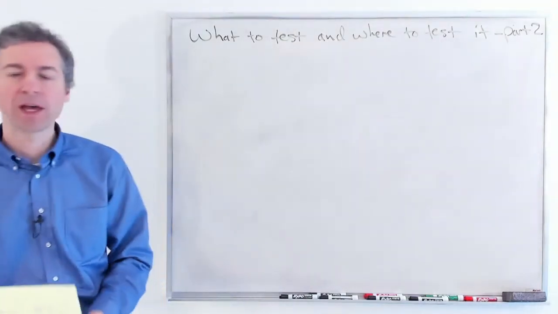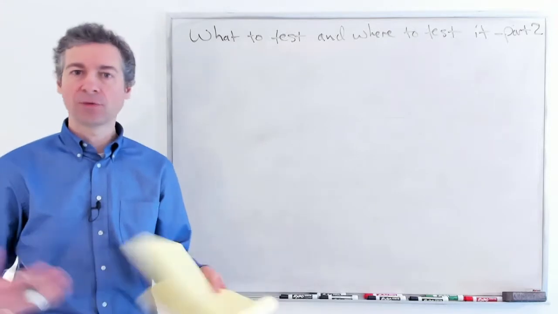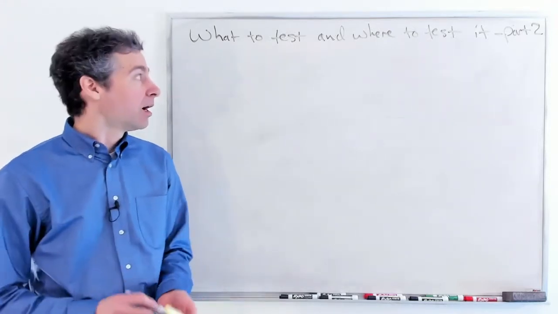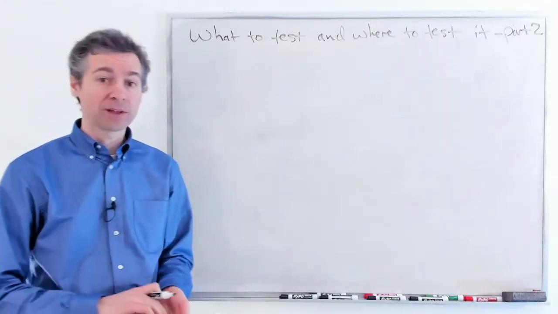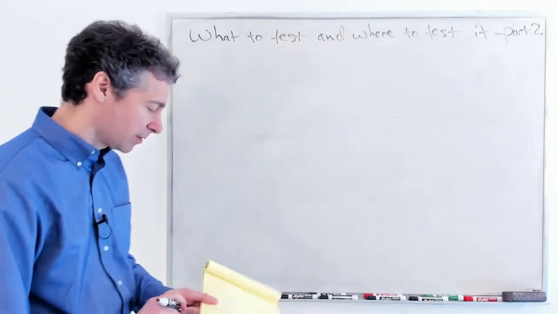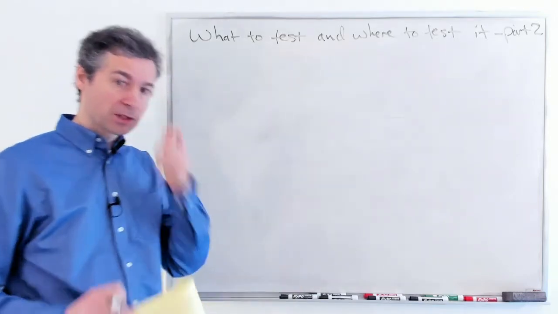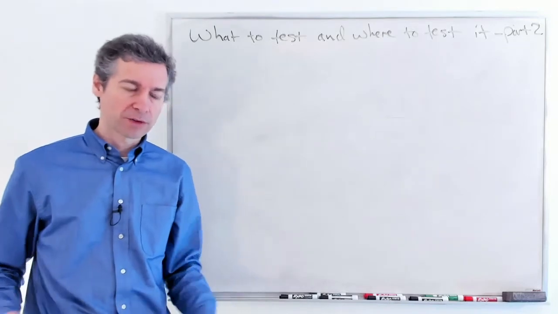All right, now we have part two of what to test and where to test it. And I found a new marker, which is nice. Okay, so this is basically the overall picture in Rails.